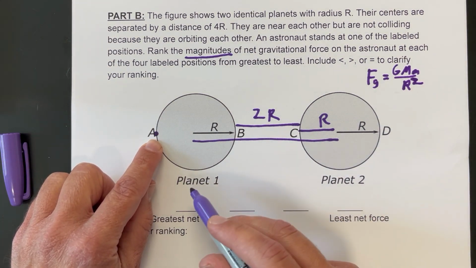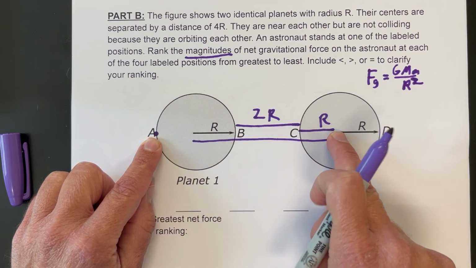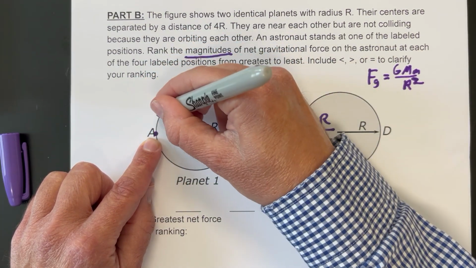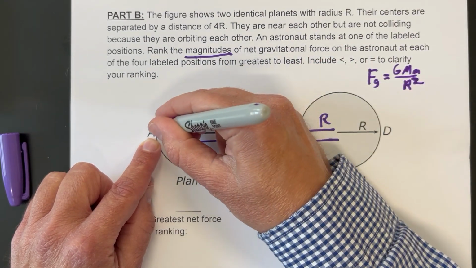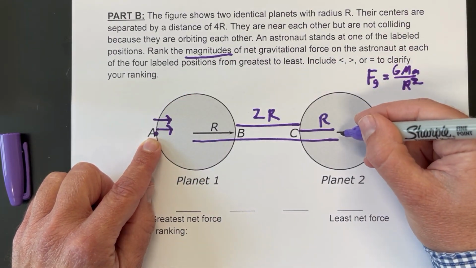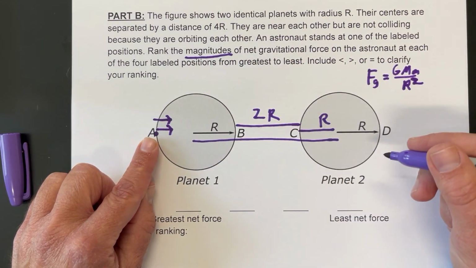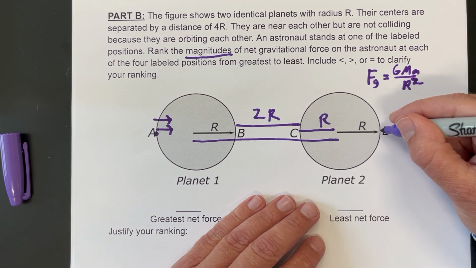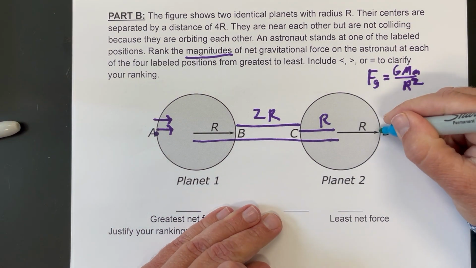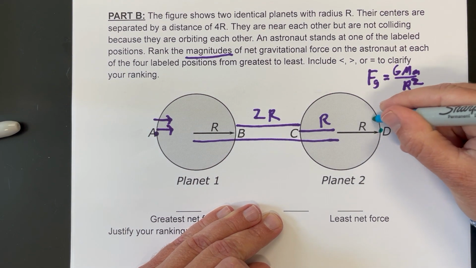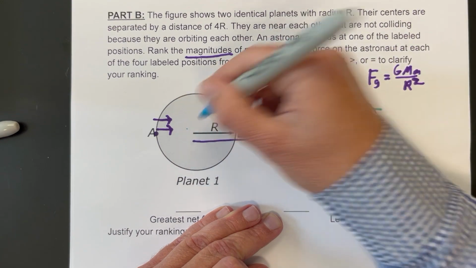So as we stand on A, planet 1's going to exert a certain force. Planet 2's over here, but here's the key thing. When you're at A, you're going to have a pull to the right from planet 1, and you're going to have some pull also to the right from planet 2. It's going to be weaker because it's further away, but whatever that is, they add up to each other. The same thing is going to happen over here at position D. So if you're standing at D, you're going to have a pull from your planet, but you're also going to have a pull from the other planet in the same direction.